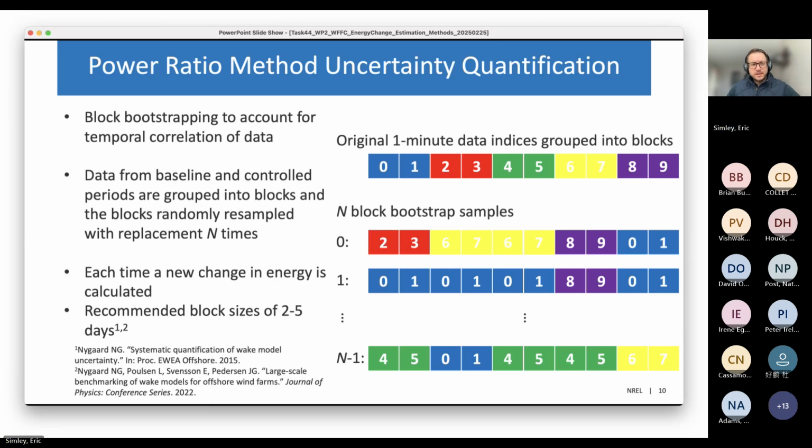And it's possible that the optimal block size would be different depending on what metric you're trying to quantify, but this was at least a starting point, some recommendations where these block sizes presumably would account for most of the temporal correlation that you would see in the data.